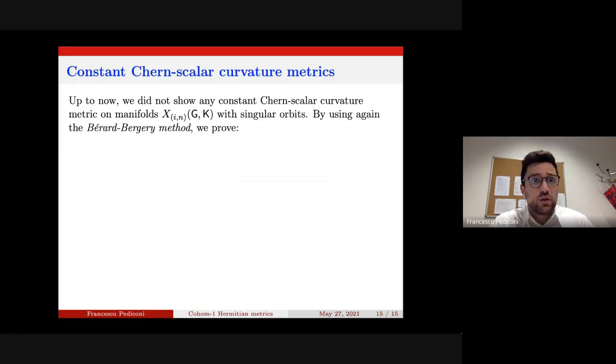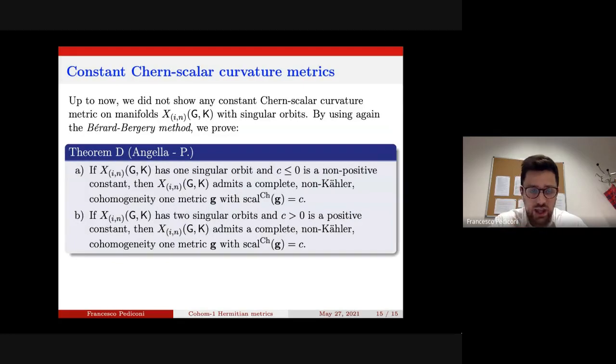But the metrics that we constructed in the case of one singular orbit, they are just weakly Second-Chern-Einstein. So they don't have constant Chern scalar curvature. And in the case of two singular orbits, we didn't find any examples. So up to now, we did not show any constant Chern scalar curvature metric on manifolds which have singular orbits. So this is the reason why we decided to study these conditions. And basically, by using again the Bérard-Bergery method, we were able to prove this last theorem.